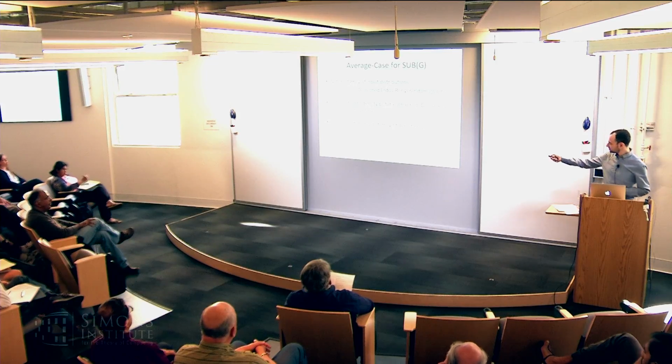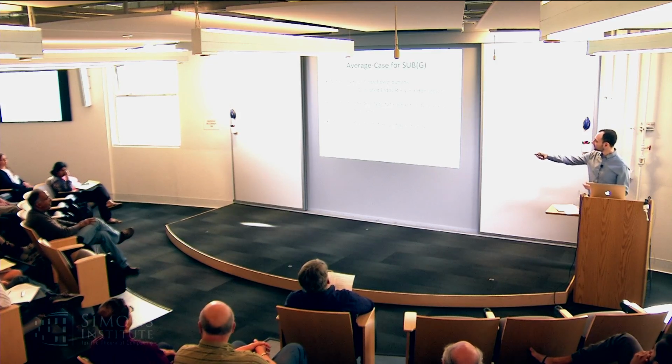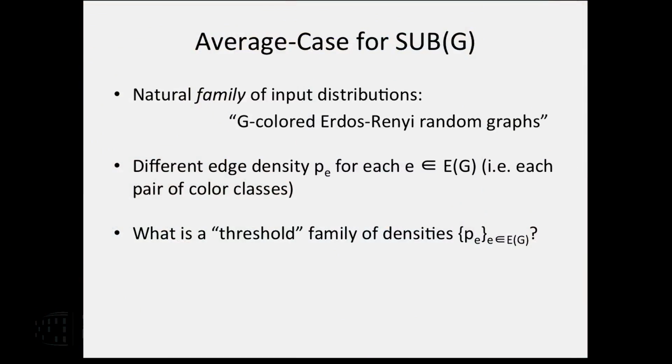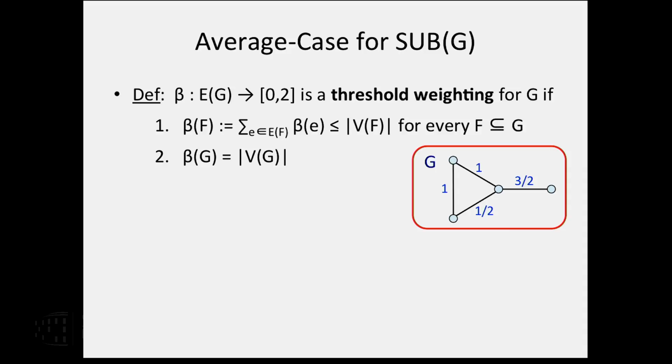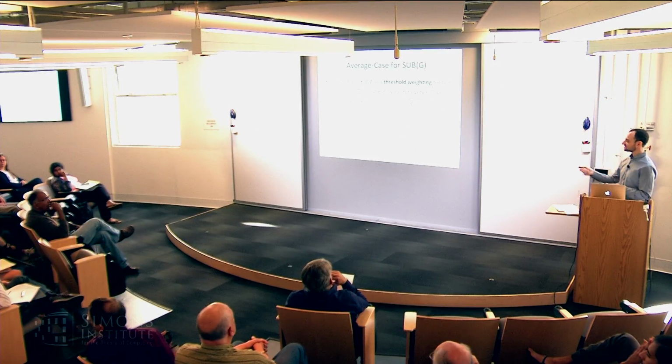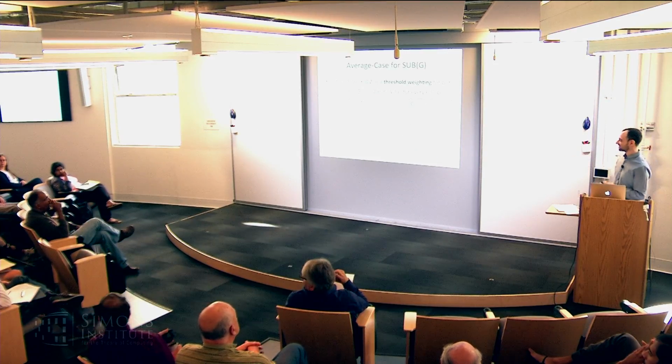Okay. So as I mentioned, the idea is we're going to allow different edge density for each pair of color classes in these colored random graphs. And the question is, what's a sort of threshold family of these densities? So there's a really nice characterization of this class. Yeah. The color classes will be of the same size? Yeah. So I'll show in a second.